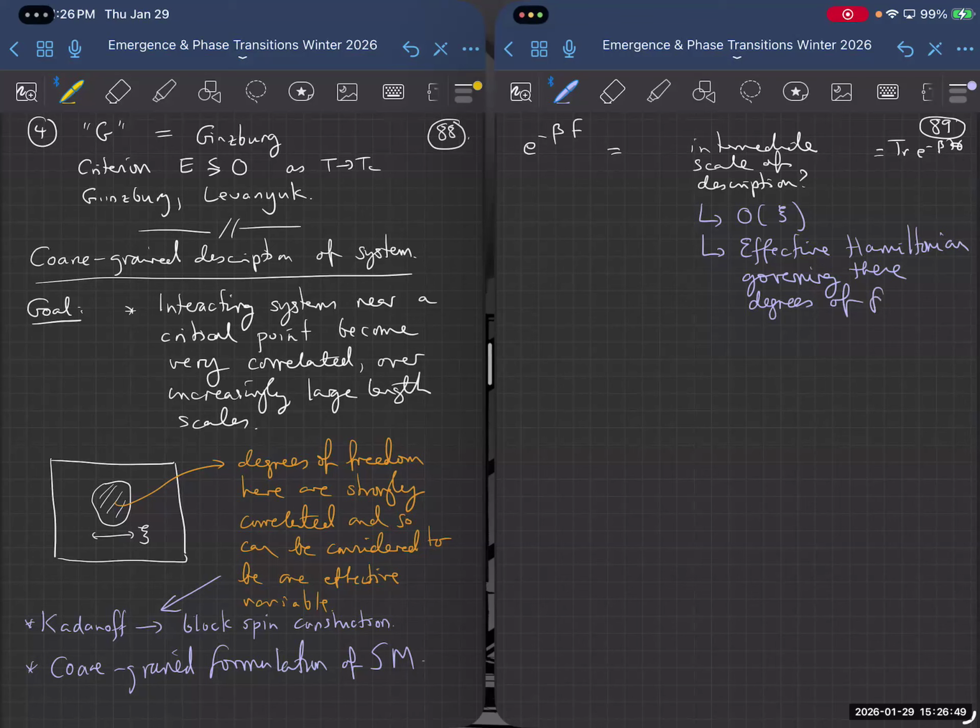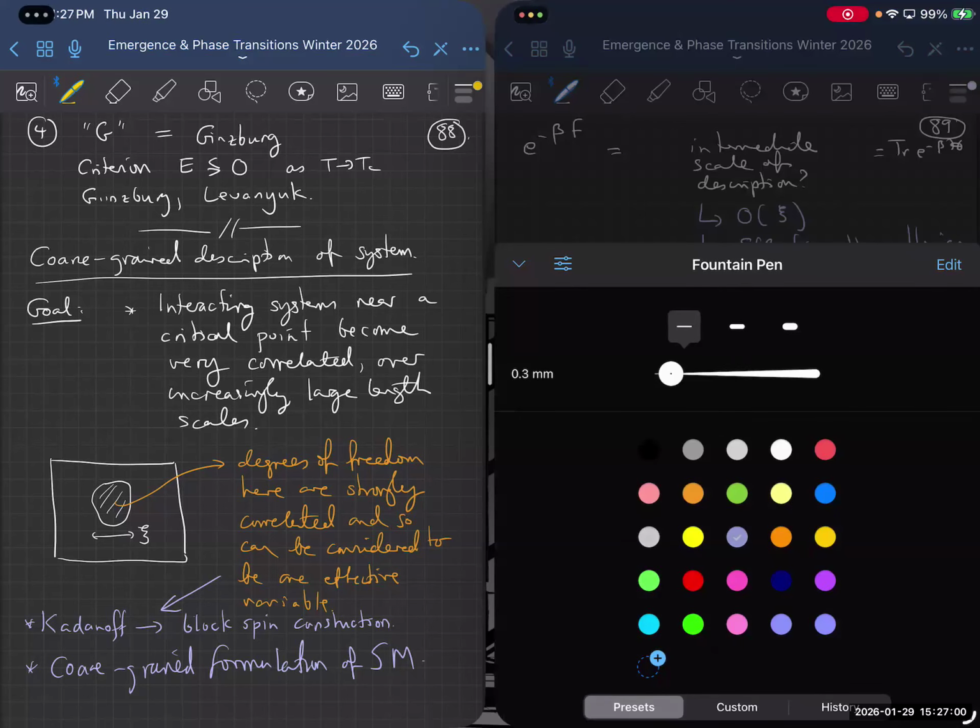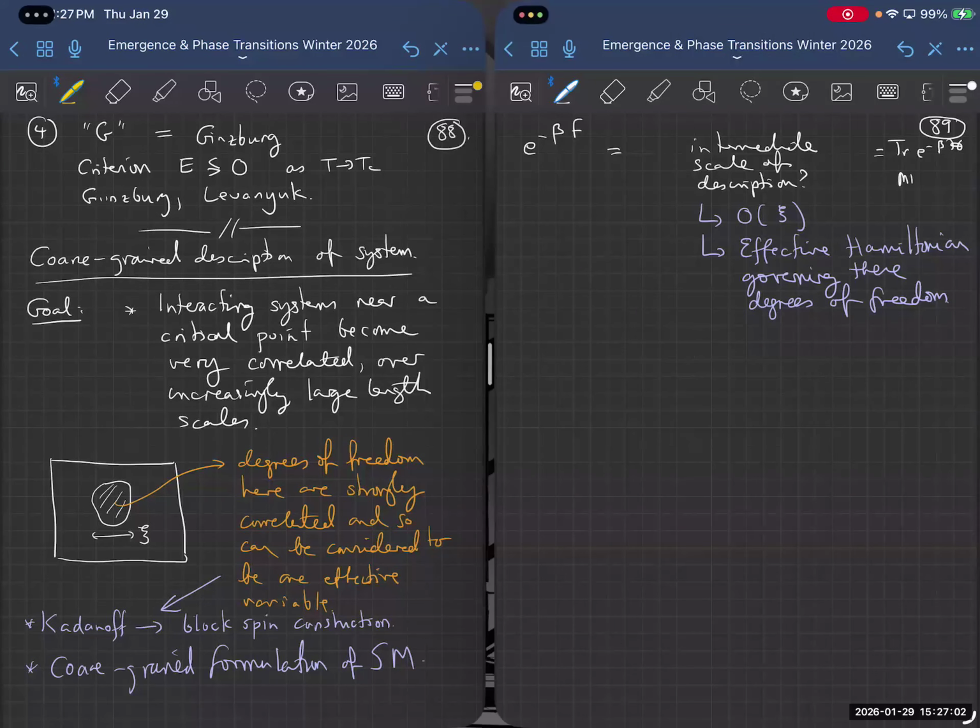So let me tell you what the degrees of freedom are, how we construct them. I'm going to give you a cartoon picture, then I'll tell you how to do it mathematically, and then we'll construct this thing. So let's start off with our microscopic picture. This is microscopic. This is macroscopic, thermodynamic, no spatial variation, and this picture here is intermediate. So let's look at the microscopic scale.